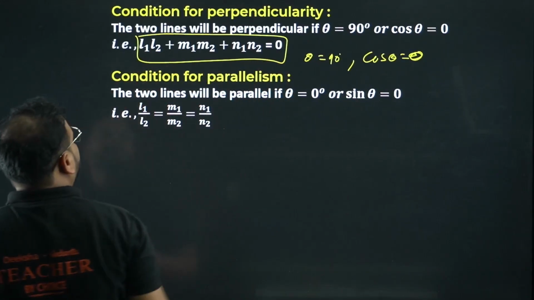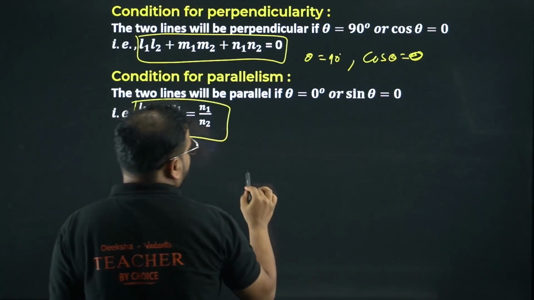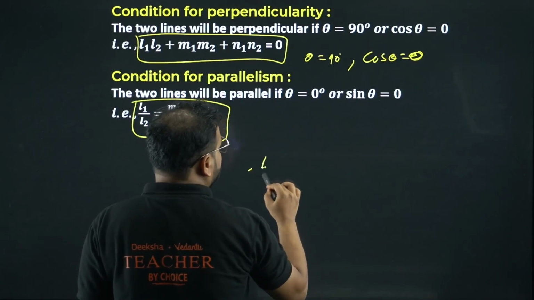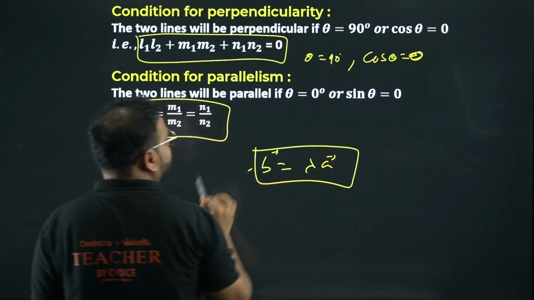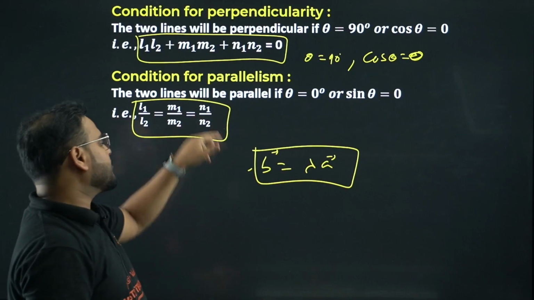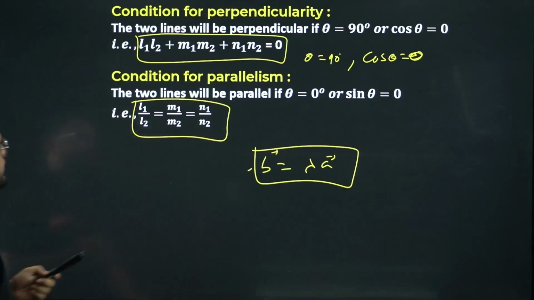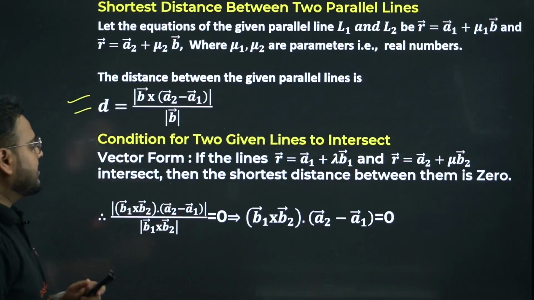If it is parallel, you take the ratios, and they will be equal. Remember where you get this from? If it is parallel, it means B equals lambda A, the collinear form. So the ratio will always be equal: L1 by L2 equals M1 by M2 equals N1 by N2. I've already given that formula, please check. Same thing I've also given.